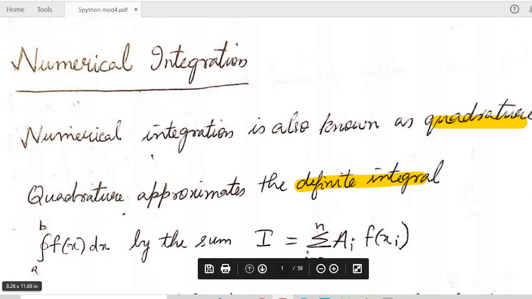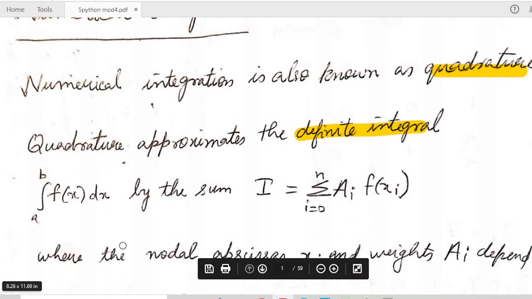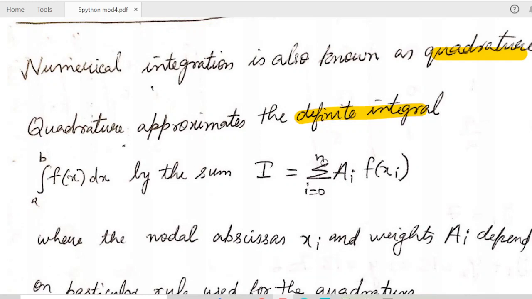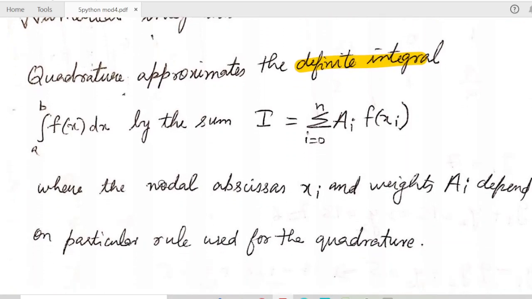So the integral from a to b of f of x dx, a definite integral, we can approximate by the sum, sigma over i equal to 0 to n, a_i f of x_i, where the nodal points x_i are the abscissas and a_i are the weights. These depend on the particular rule used for the quadrature.